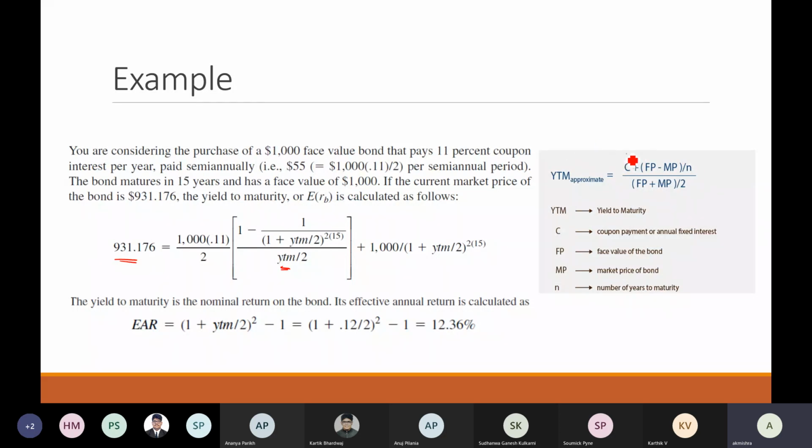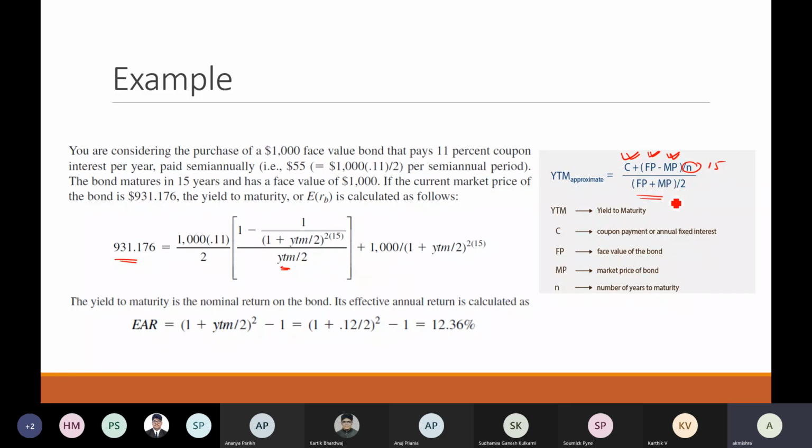So C is the coupon payment. In this case the coupon payment is how much? 110 divided by 2. F is your face value, 1000. Market price is 931.176, and n is the maturity period, which is 50. And this is the average of face value and market price.